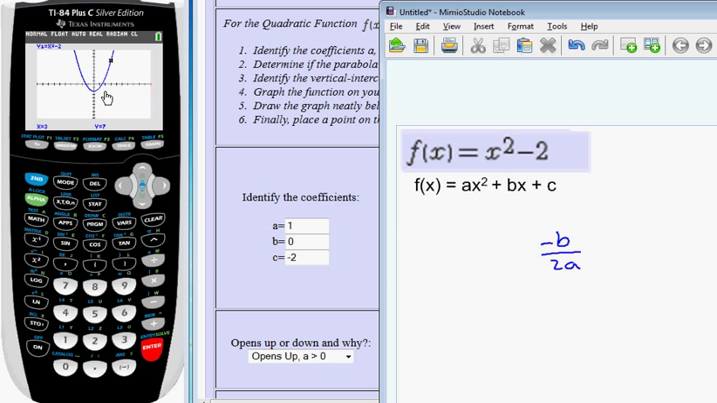I made the comment the vertex turns out to be the same as the y-intercept, and this is why. If you were to replace b with 0, remember b was the coefficient on x, and we said that was 0, you get the opposite of 0, which is still 0, and it doesn't matter what 2a comes out to be because 0 divided by anything is 0. So it turns out the x-coordinate of our vertex is 0, and you get the y-coordinate by plugging 0 in, which we already did when we found the vertical intercept. So our vertex, the lowest point on the graph, is the same as the vertical intercept.